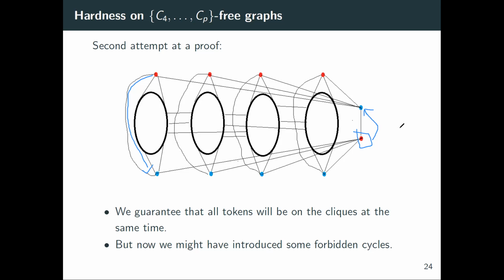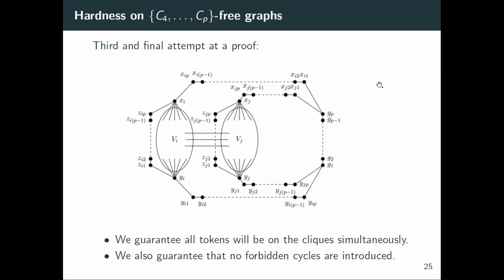Unfortunately, what happened here is we might have introduced some of the forbidden cycles. We can no longer guarantee that this is C4 up to CP-free. So what you can do in this case to solve this problem, and I'm not going to go into the details, but the intuition should be pretty clear, is that you can subdivide those edges, make them long enough so that you don't introduce any forbidden cycles, and add appropriate tokens inside of them to get the same behavior.